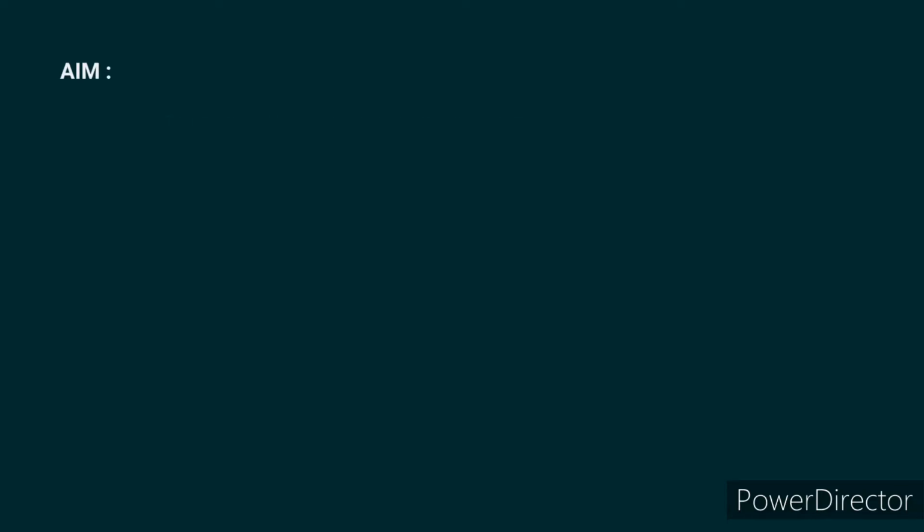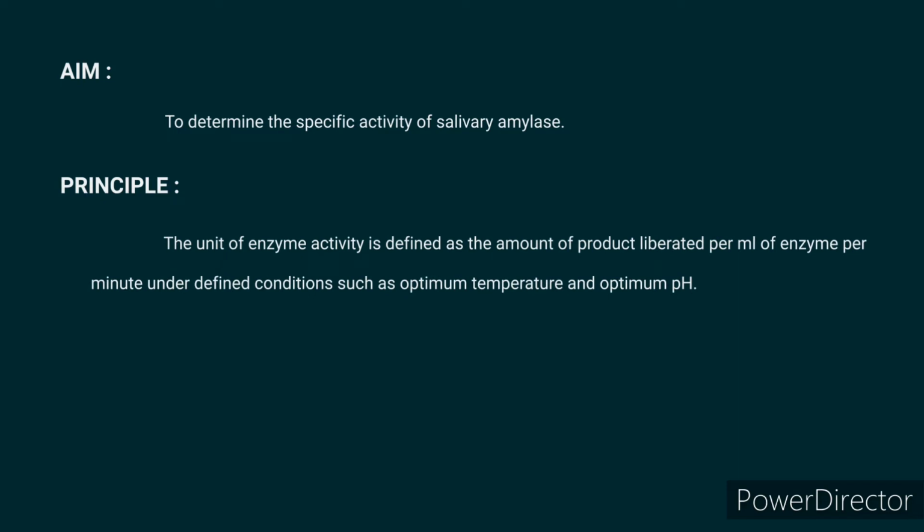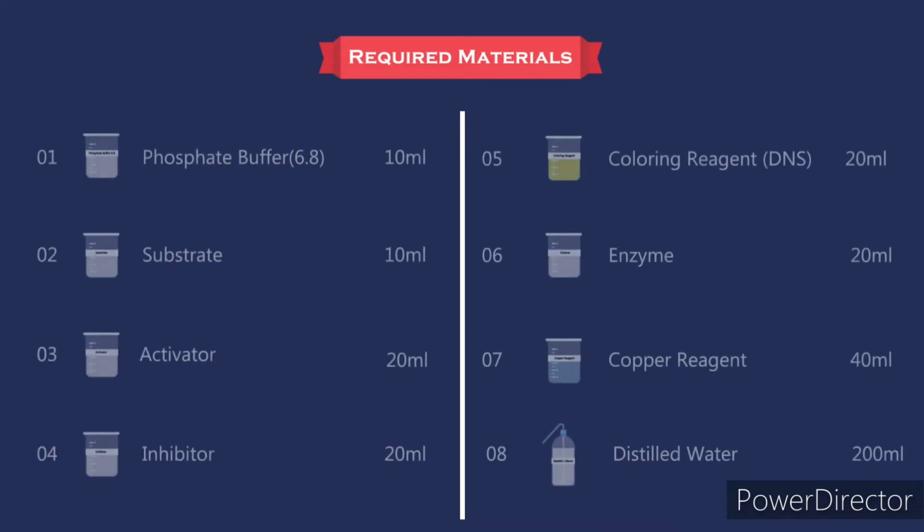In this video, we're going to look at how to determine the specific activity of salivary amylase. Specific activity is defined as the number of enzyme units per ml to the total protein, which can be expressed in milligram per ml.